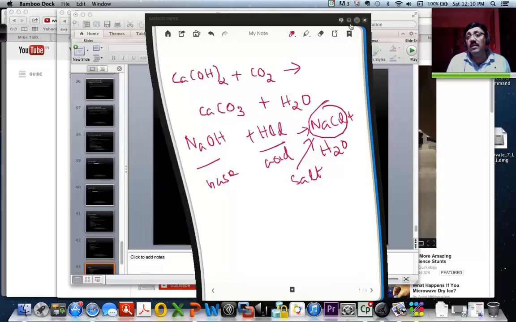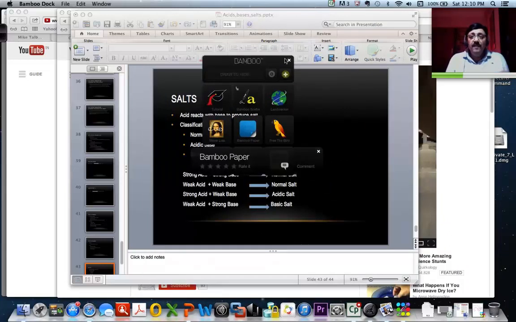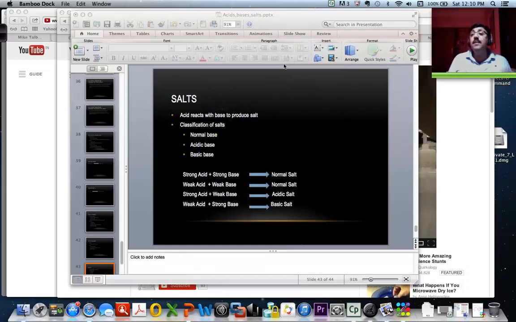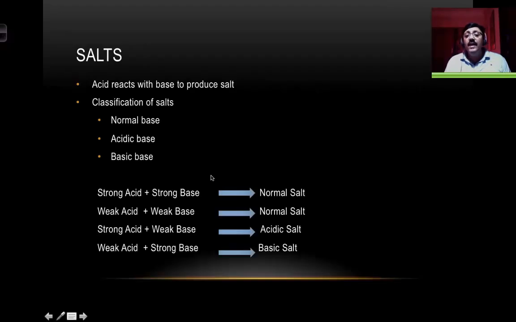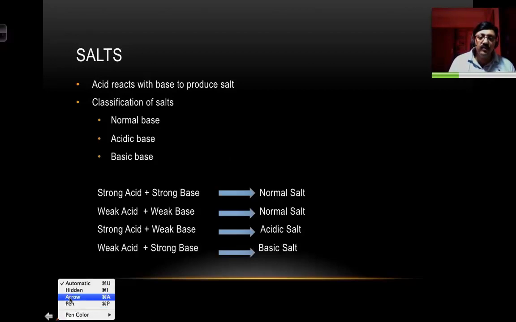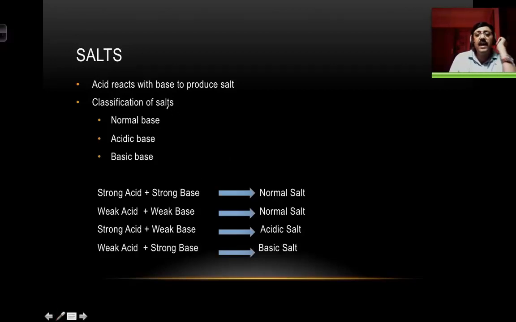There are normal salts, acidic salts, and basic salts. Now what do you mean by that? What do you mean by basic salts and acidic salts? Right, so what it means is that if you're using a normal salt, for example, sodium chloride is a normal salt, right? Now this, when it is dissolved in water, gives a neutral solution.